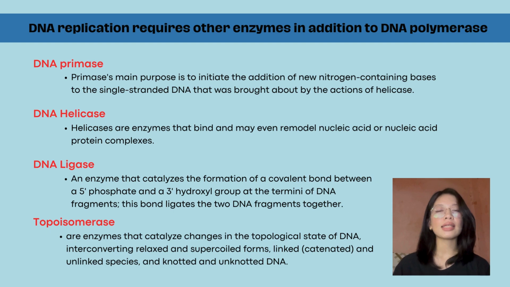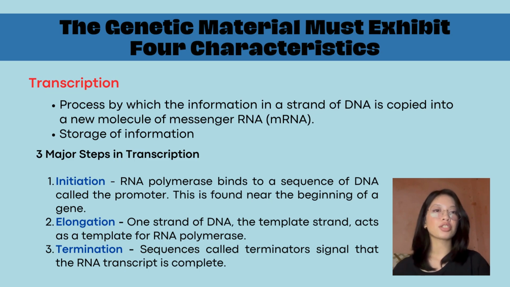Last, we have the topoisomerase. Topoisomerases are enzymes that catalyze changes in the topological state of DNA, interconverting relaxed and supercoiled forms, linked and unlinked species, and the knotted and the unknotted DNA. Topoisomerase is responsible for preventing the DNA from getting tangled as well as relieving pressure in supercoiled DNA during the replication.